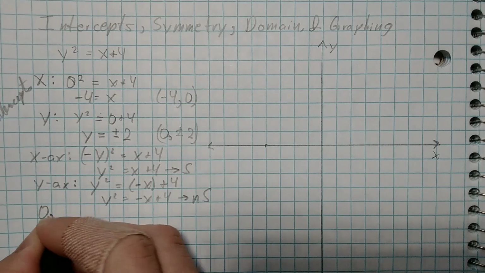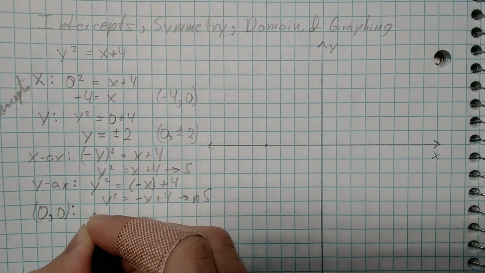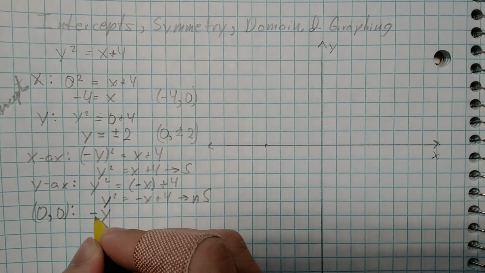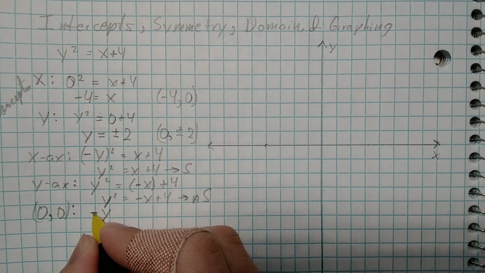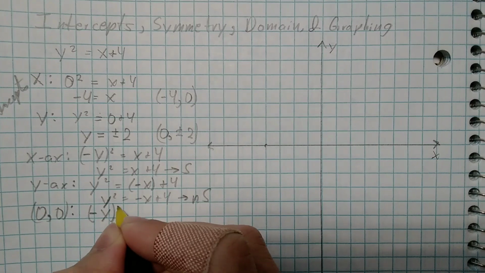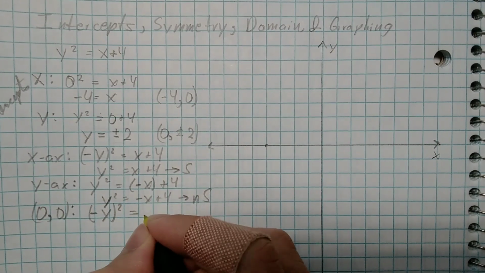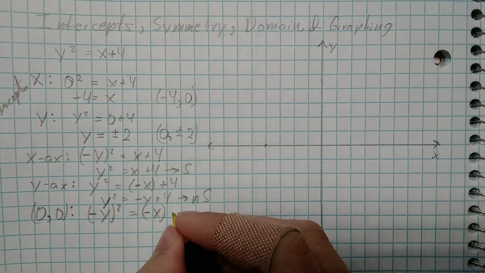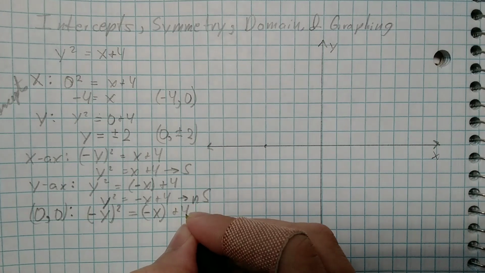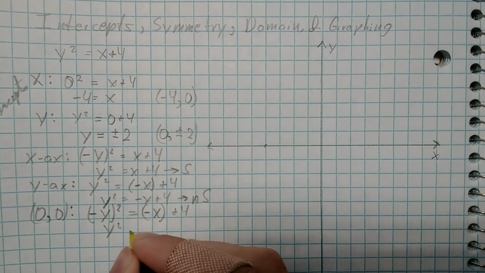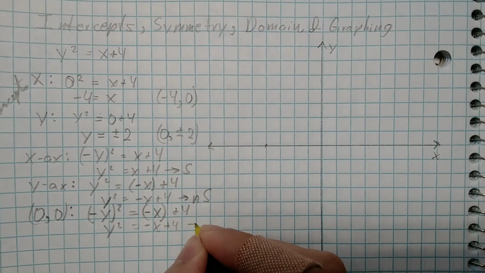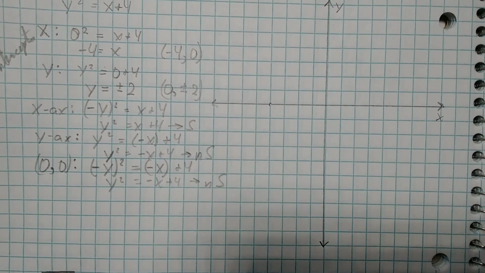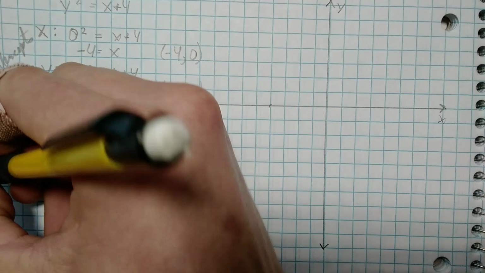How about the origin? I'll put (0, 0) for that. We're going to put negatives in both values here. So we put a negative y squared and a negative x. Replace both of them with negatives to find if it's symmetrical to the origin, + 4. And so we get not the same again. So this is not symmetrical to the origin. And that is symmetry.